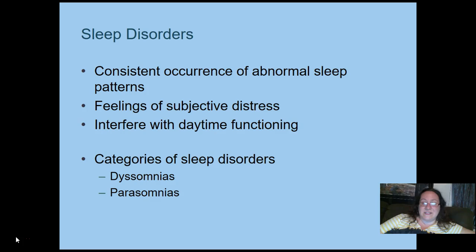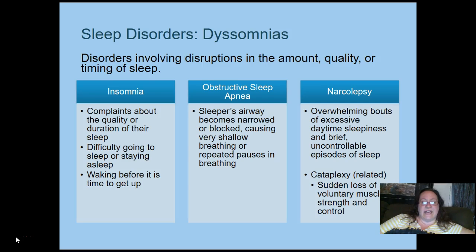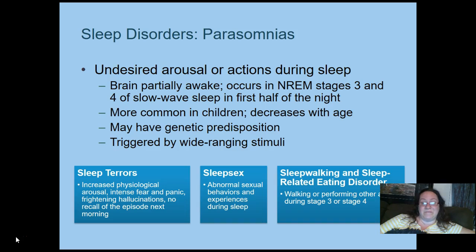There are a lot of sleep disorders. With a sleep disorder, these are the characteristics: you need to see it consistently, it causes distress, and it interferes with functioning. We'll talk about a couple of different categories. Our dyssomnias are disruptions in the amount, quality, or timing of sleep. You can read a little bit there about insomnia, obstructive sleep apnea, which is where the airway is blocked, and narcolepsy, where people will often fall asleep when they're not intending to, sometimes even while driving.